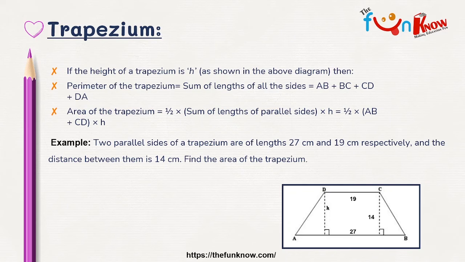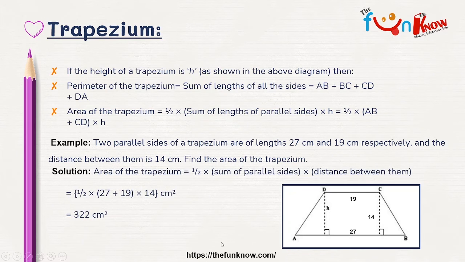The first thing you are going to do is just write the formula of area of trapezium as it is. After writing the formula, this is how you are going to write it. Area of trapezium is half into the sum of parallel sides into distance. So we are just substituting the values inside the formula now. That is half into 27 plus 19. 27 will be AB and 19 will be DC. So 27 plus 19 into 14 will be the height.